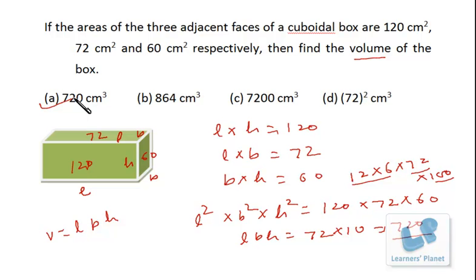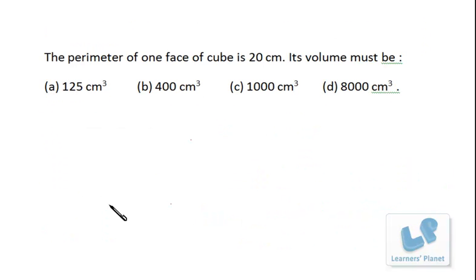That is the volume of the box. Let's see this question now. The perimeter of one face of a cube is 20 centimeter. Its volume must be. Now in the cube all the 6 faces are same, right?